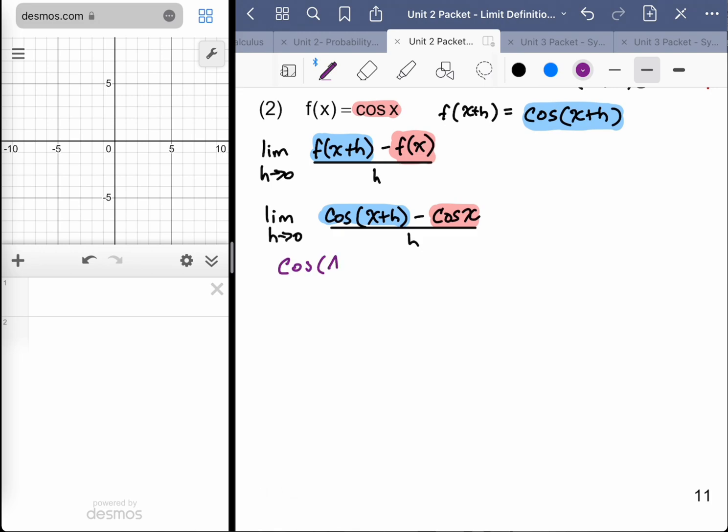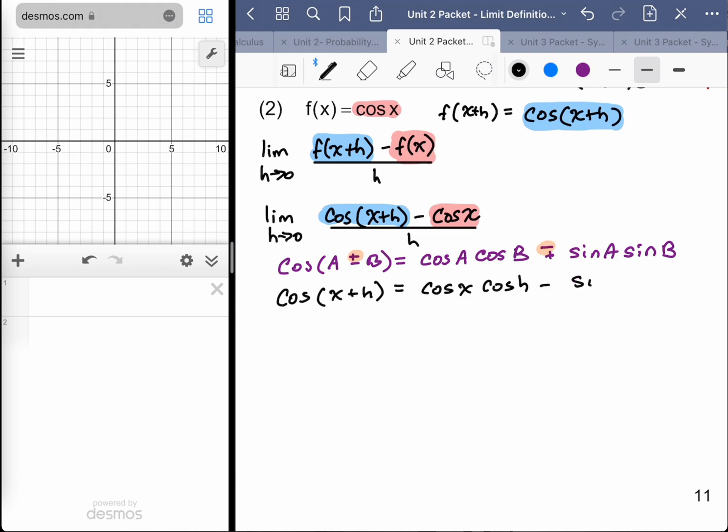So cosine a plus or minus b is equal to cosine a cosine b, minus plus sine a sine b. And all that really means is that the plus sign in the simplified form corresponds to the minus sign in the expansion, and vice versa. All right, so using that, I can expand out cosine x plus h, which would be cosine x cosine h minus sine x sine h.